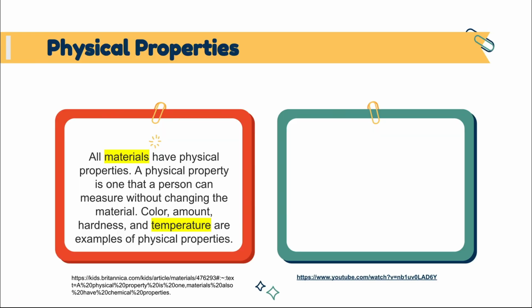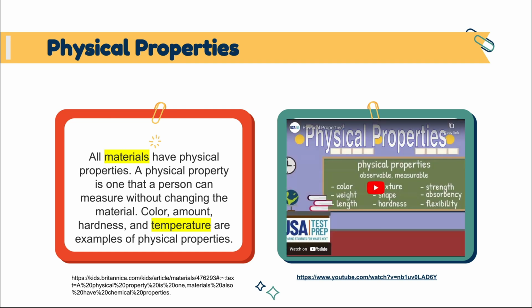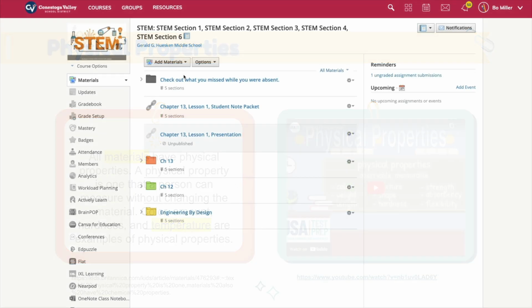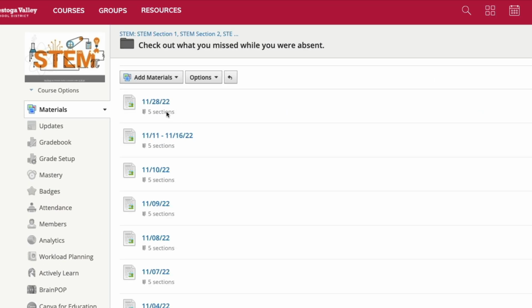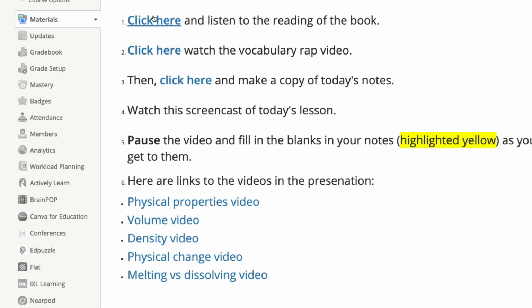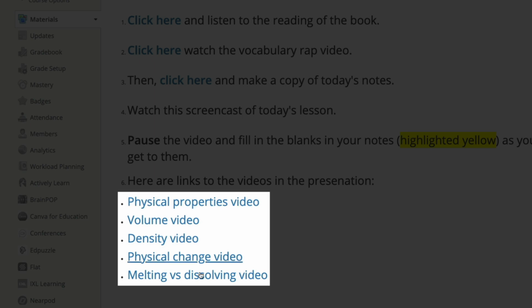Physical property. All materials have physical properties. A physical property is one that a person can measure without changing the material. Color, amount, hardness, and temperature are examples of physical properties. Again, make sure you capture the notes, and there's a link to the video that you see on the screen called Physical Properties that you can watch. Look at the bottom of the notes, or the makeup work for today, and you can click on those links.